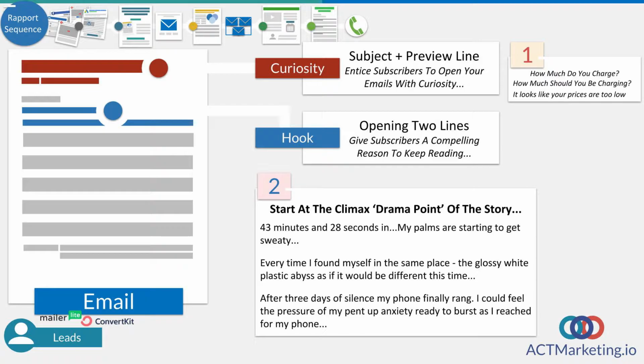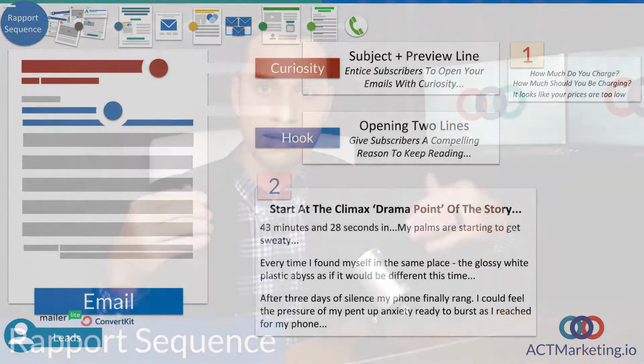Every time I found myself in the same place, the glossy white abyss, as if it would be different this time. And this would be an opening line to something about dieting, right? The glossy white abyss would be the inside of the fridge at, I don't know, 12:30 at night or something, staring at the tub of yogurt or ice cream or something to that effect. So you can take a seemingly normal story and really dramatize it by focusing on the emotional elements of it.